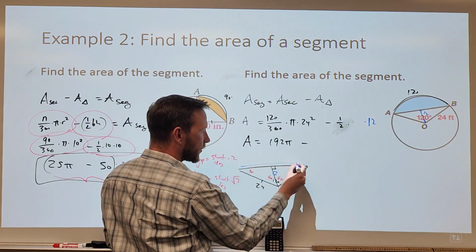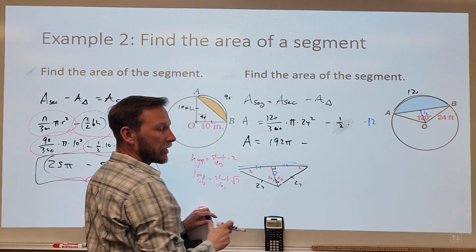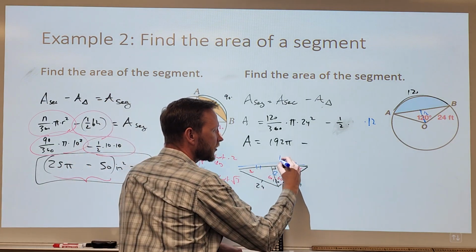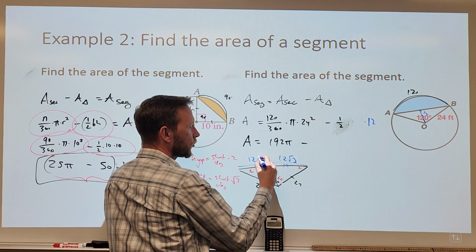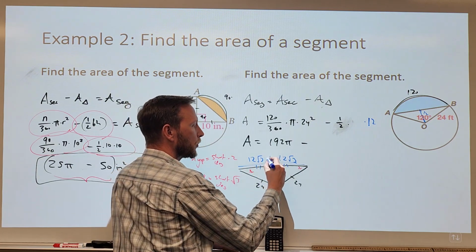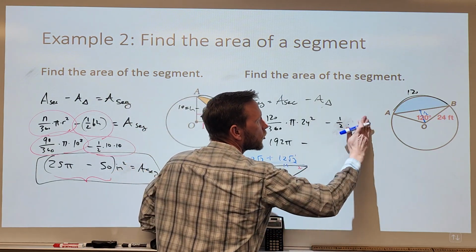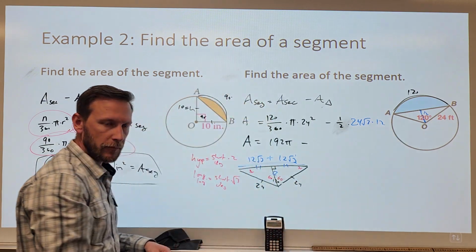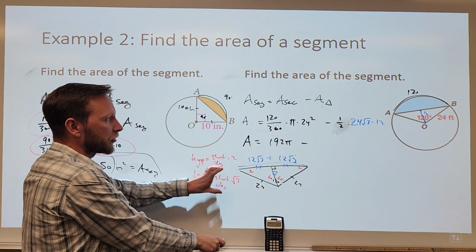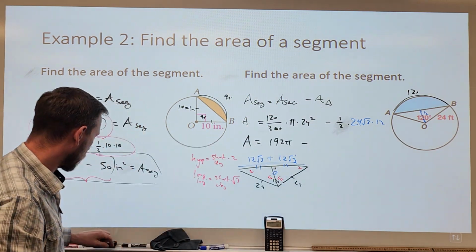The base of the triangle is this piece and that piece together. Well, this is 12 square roots of 3, taking the short leg times the square root of 3, and this is also 12 square roots of 3. So when I put those together, I get a total of 24 square roots of 3. Now, if you're having trouble with this, make a note for yourself that you can ask that question.